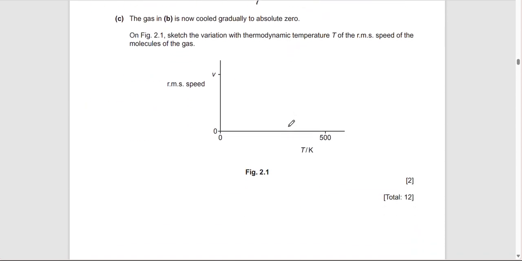Next question. The gas in B is now cooled gradually to absolute zero. On fig 2.1, sketch the variation with thermodynamic temperature T of the RMS speed of the molecules. So we want the relationship between the RMS and T. We want to know what relationship there is, so that you know the shape of the graph.